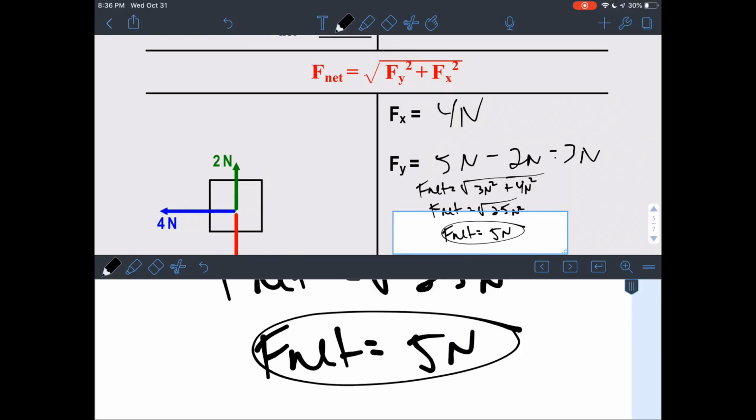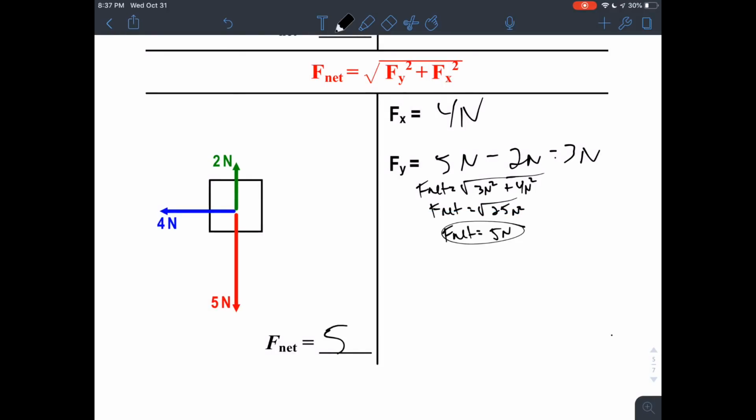and F net is 5 newtons. So in this case, we have a total force of 5 newtons, and our net vertical force is pointed downward, and our net horizontal force is pointed to the left. So our force is going to be down and to the left, and again, that is going to be 5 newtons down and left.